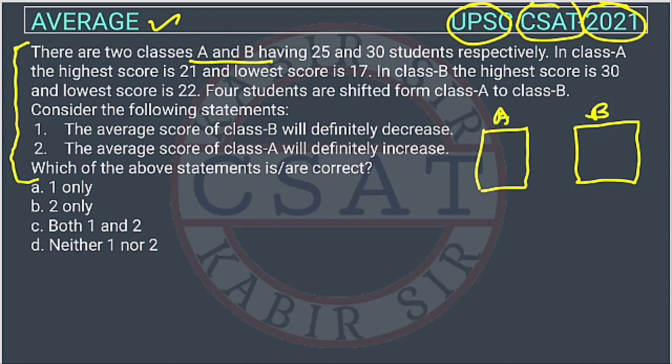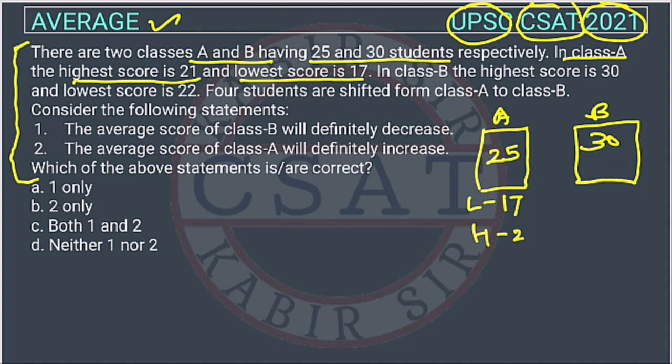So what is given? Having 25 and 30 students. Here we have 25 students and here we are having 30 students. In class A, the highest score is 21 and the lowest score is 17. So here the lowest score is 17 and the highest score is 21.